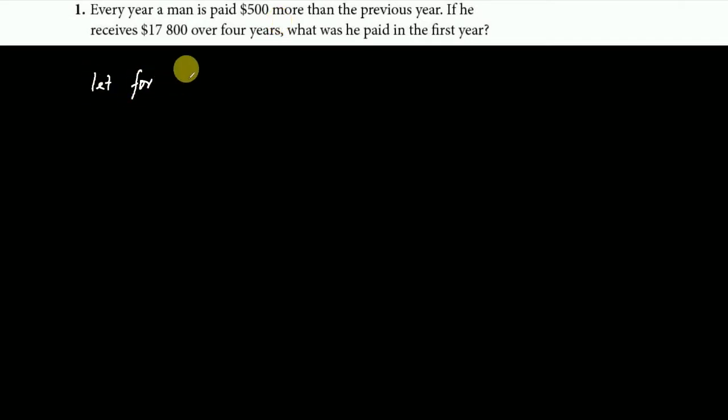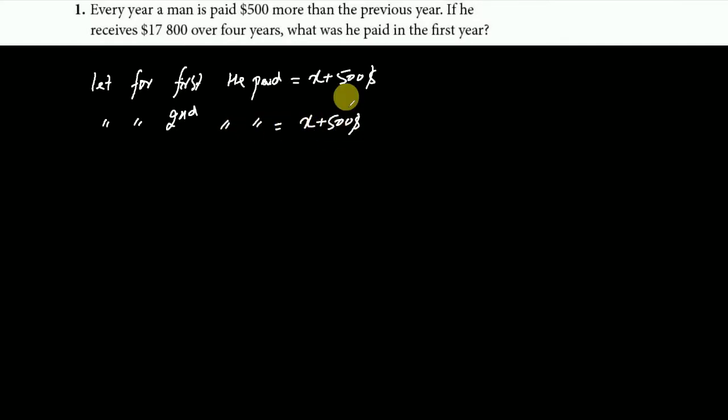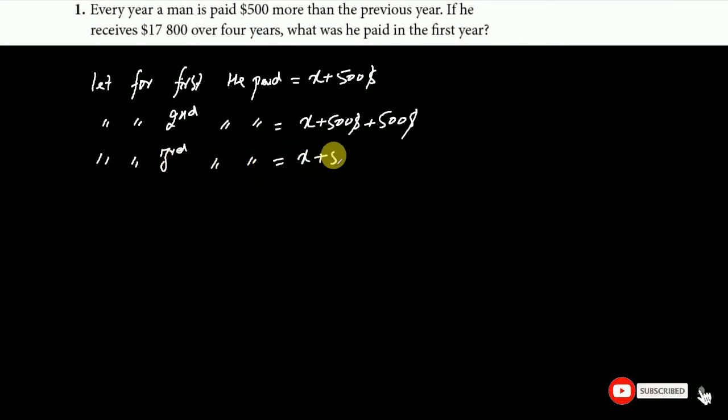For first year, he paid X plus $500. For second year, X plus 1,000. He will pay X plus 500, this amount plus 500, 1,000. For third year, he will pay X plus 500 plus $500 plus $500.